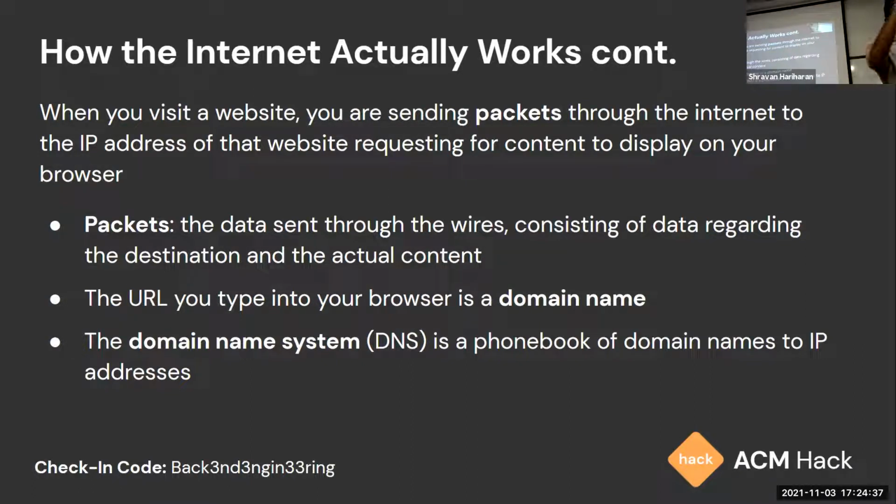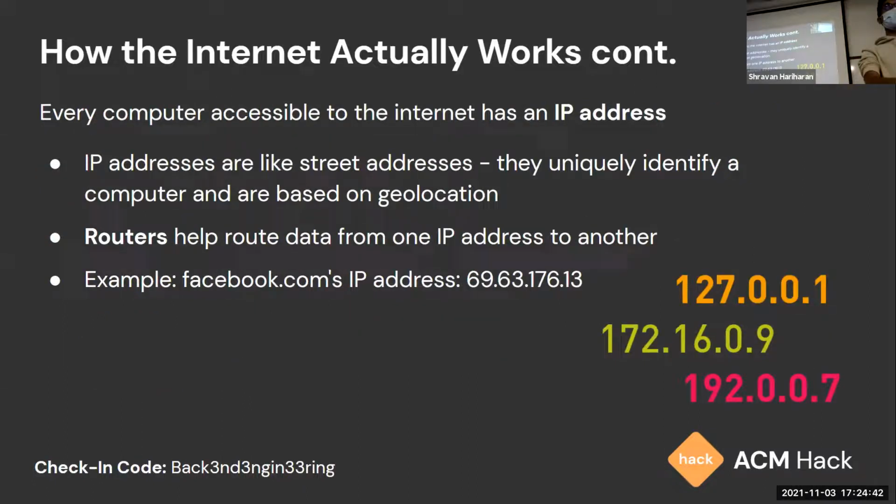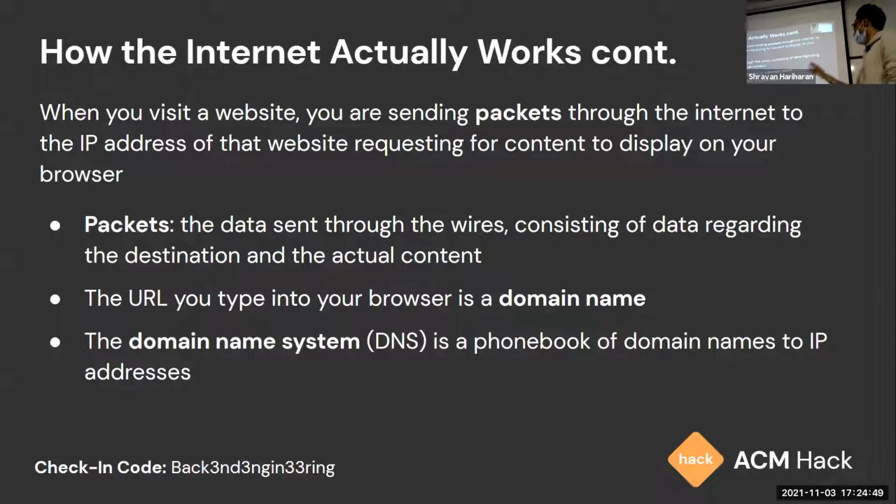The URL you type into your browser is something called a domain name. What we saw here is IP addresses, but this is the least human readable thing ever. So people invented domain names to wrap around these IP addresses so that you don't have to type an actual IP address into your browser. You can just type in the domain name, something like acmucsd.com or google.com. And a DNS is basically a phone book of domain names to IP addresses, because computers understand IP addresses, humans understand domain names.